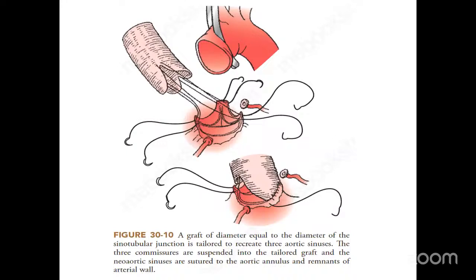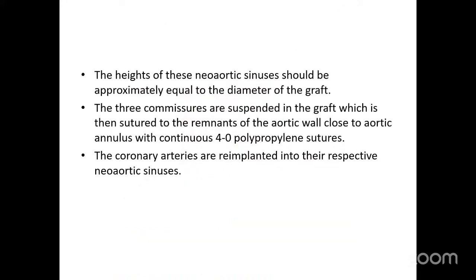Here, the graft of a diameter equal to the diameter of the sinotubular junction is tailored to recreate three aortic sinuses. The three commissures are suspended into the tailored graft, and the new aortic sinuses are sutured to the aortic annulus and remnants of arterial wall. The height of these new aortic sinuses should be approximately equal to the diameter of the graft.